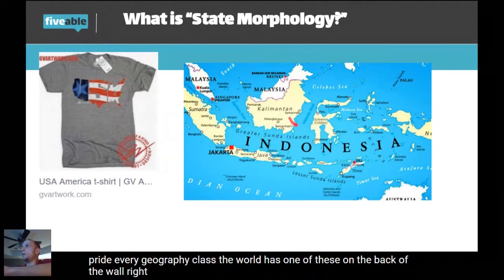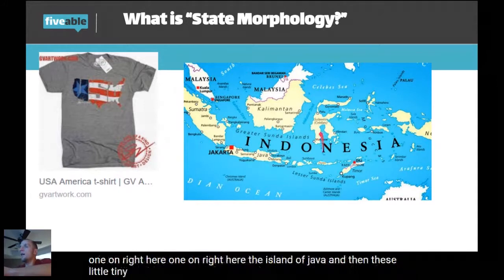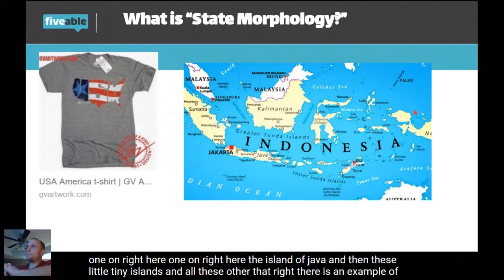You can also see Indonesia here. Well, what's wrong with that? You've got one island right here, one island right here, the island of Java, and then these little tiny islands and all these others. That right there is an example of a centrifugal force. All right, so let me go back right here.